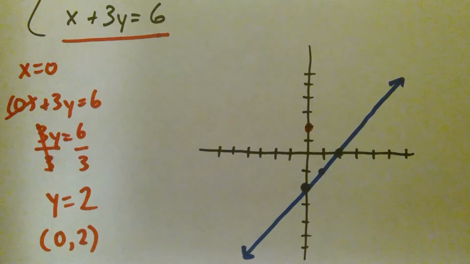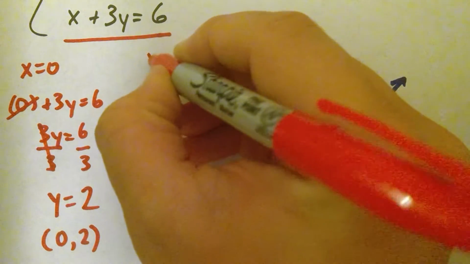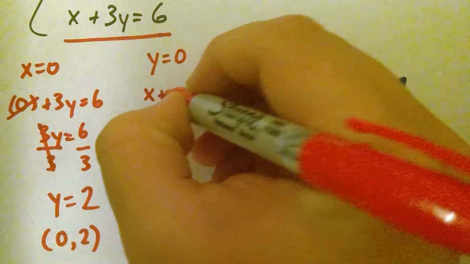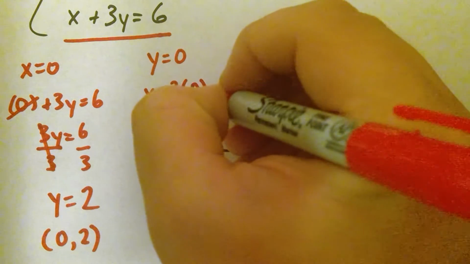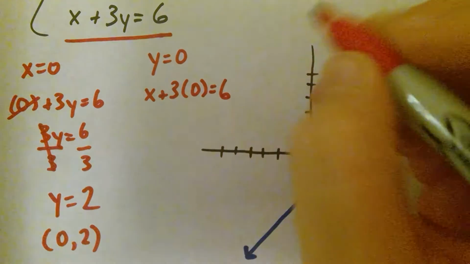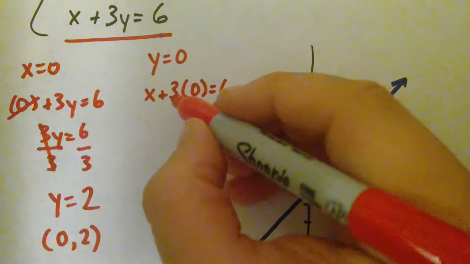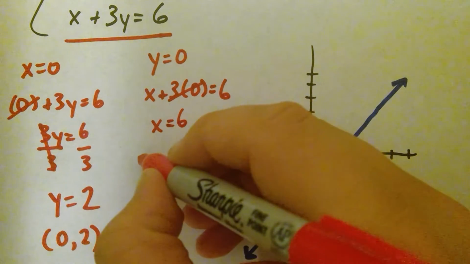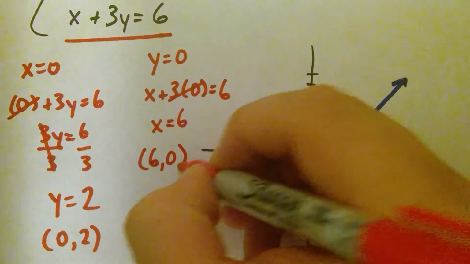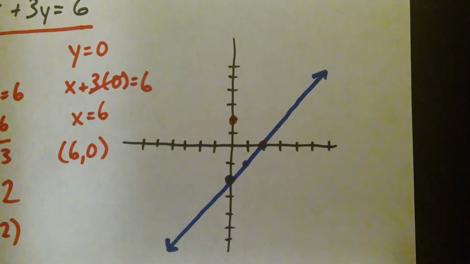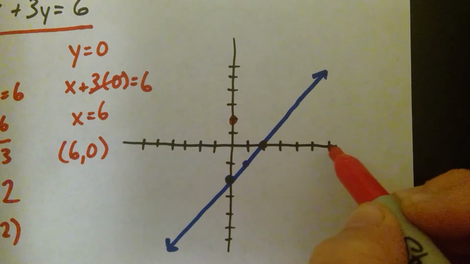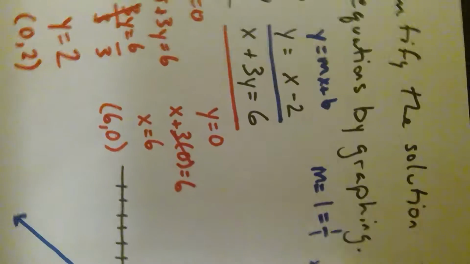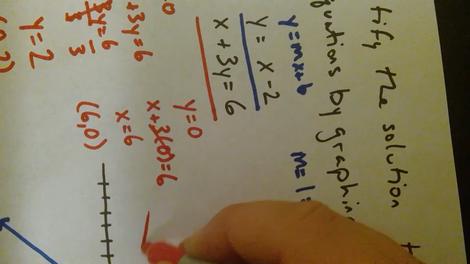Now let's try when y equals 0. So we have x plus 3 times 0 equals 6. 3 times 0 is going to give us 0, so x equals 6. Our next point is (6, 0). So 1, 2, 3, 4, 5, 6. How convenient. Let's go ahead and draw a straight line there.